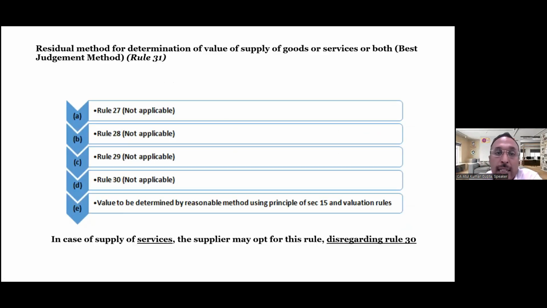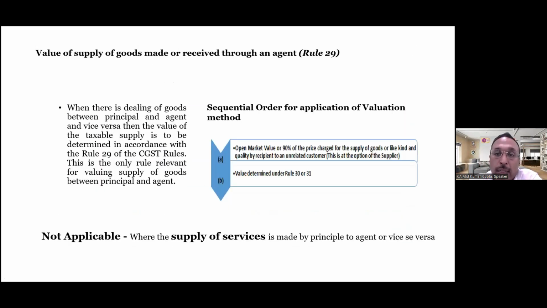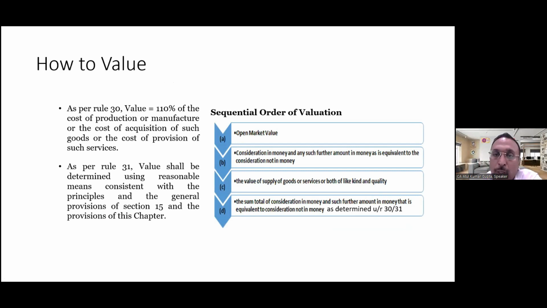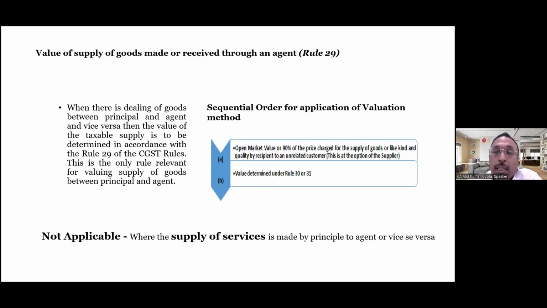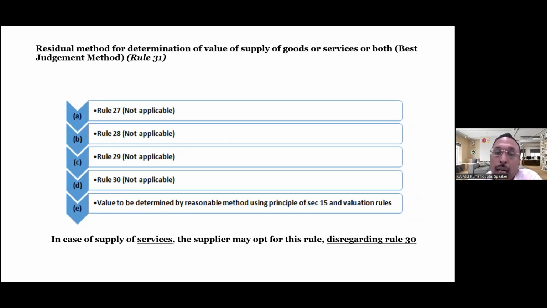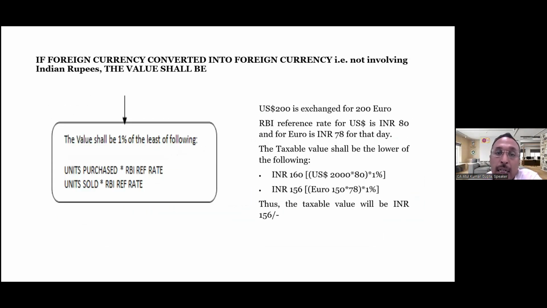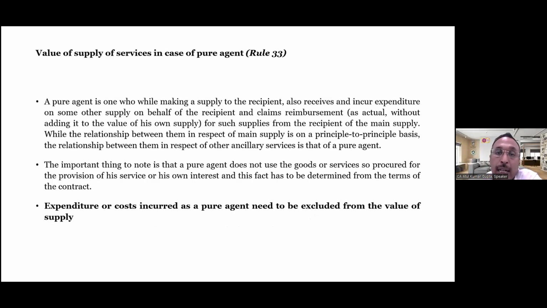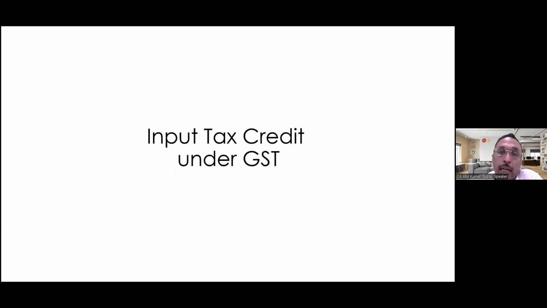So my dear friend, these are the various rules wherein we calculate, first of all, the open market value. If the open market value is not available, the similar kind and quality value is there. And if the similar kind and quality value is not there, then cost plus 10% is another method. And then the reasonable method will be followed by the assessees to determine the right value of their supply.